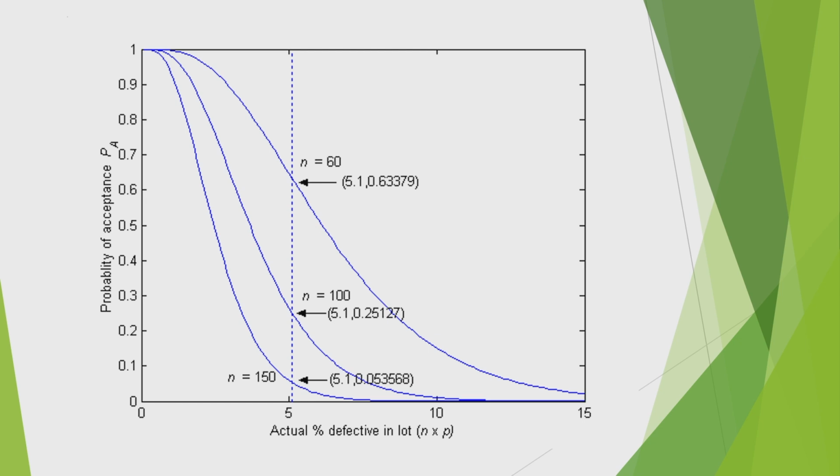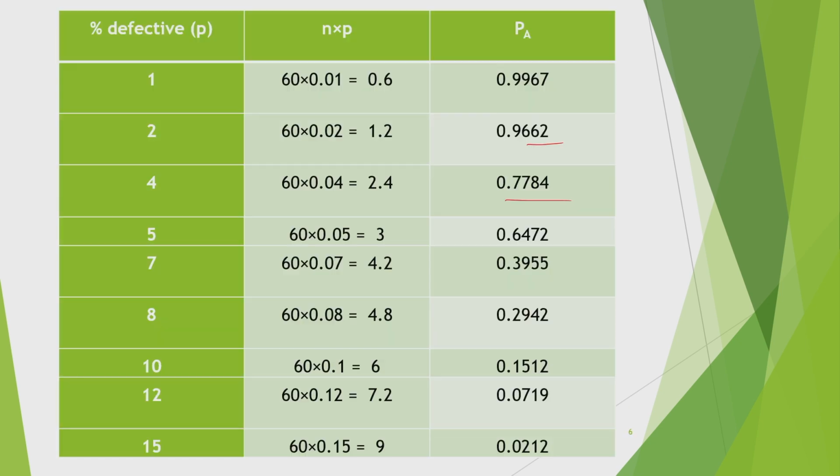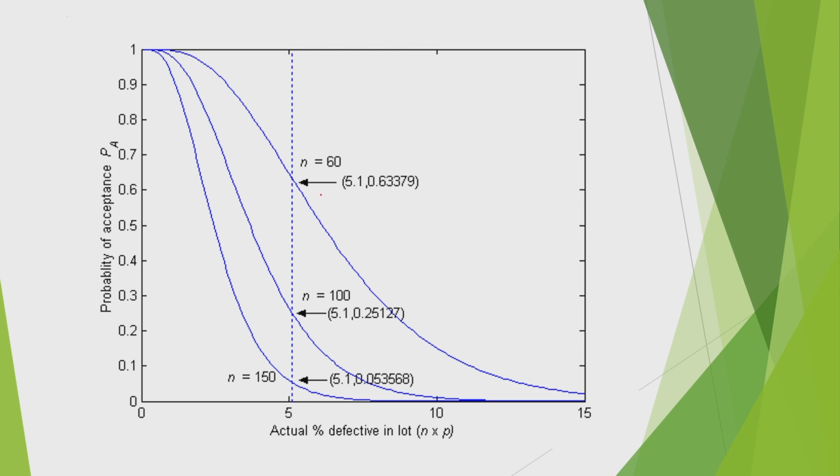So we have got something like that. Suppose here 5, 5% defective, what is the probability? 0.642. So maybe for this one n is equal to 60, this type of curve has nicely come. So this means that your lot will be accepted with what probability? Suppose your actual percentage defective is something like 5.1. In that case, probability of acceptance will be 0.63379, okay, that type of thing.